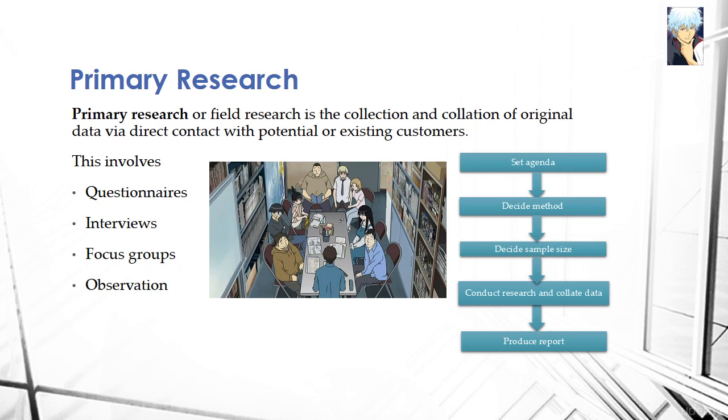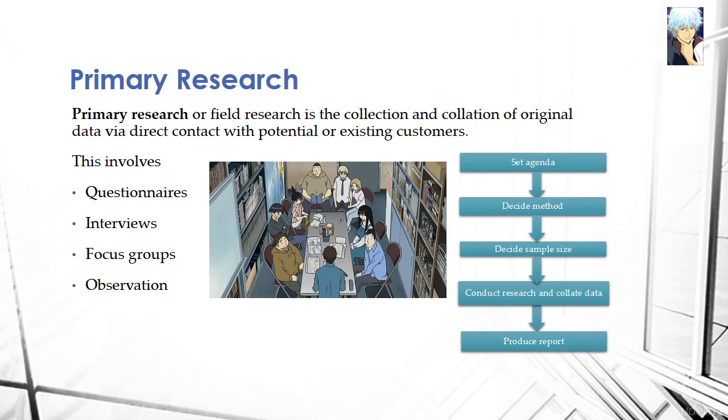Primary research, or field research, is the collection and collation of original data via direct contact with potential or existing customers. This is where you go out directly to your target consumers and gather data firsthand, tailor-made, specific to your needs. Think about yourself setting up an Italian restaurant. You'd go to your customers door to door and ask what kind of pizza they'd expect, what kind of dishes they would want served, how they would want them served, and whether they want certain drinks along with it. Everything concerned with that. You carry it out through questionnaires, interviews, focus groups, or through observation.